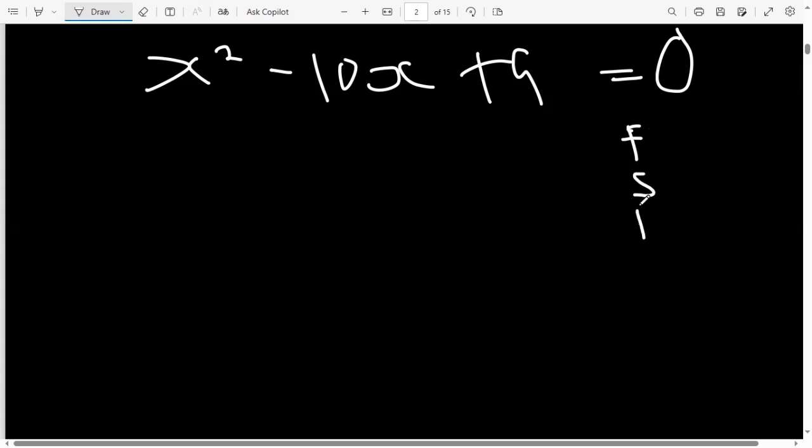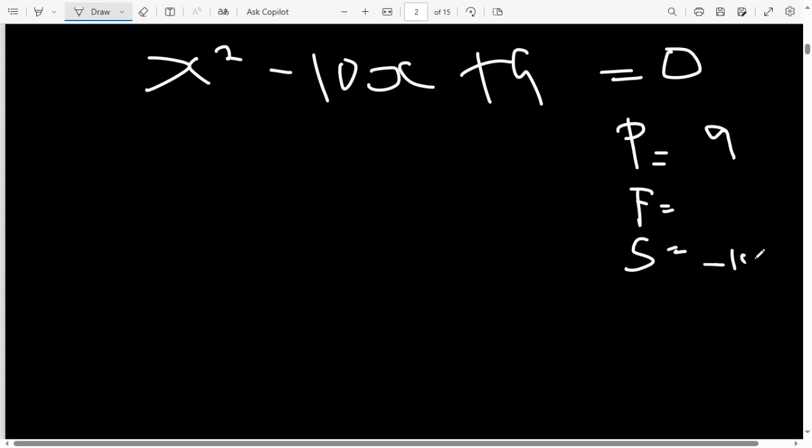It should be product, factor, sum, right? Okay, so we're saying this is equal to 0. So let's find the product, the factors, and the sum. The product, we are going to multiply the coefficient of x squared with the 9. So we are going to get 9 as the product. And then the sum is the coefficient of x, which is minus 10.